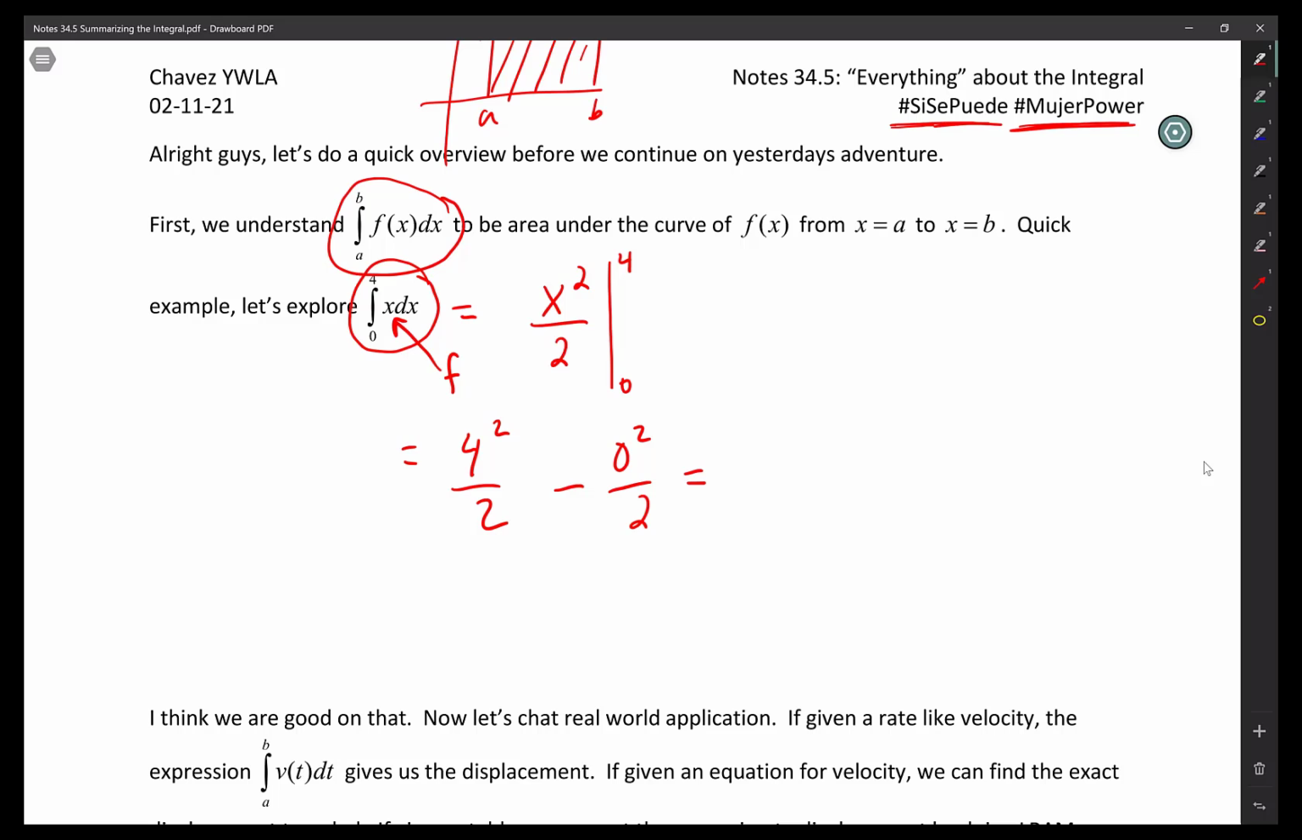Anyways, here we go. 4 squared is 16. 16 divided by 2. You were laughing really hard there, miss. I never thought about that. It was really funny. Somebody's just like that, and you're just nodding. All right, we got the number 8.